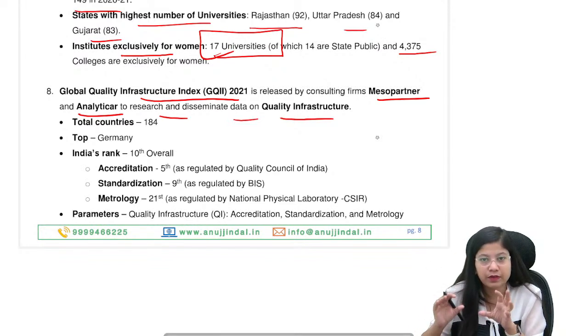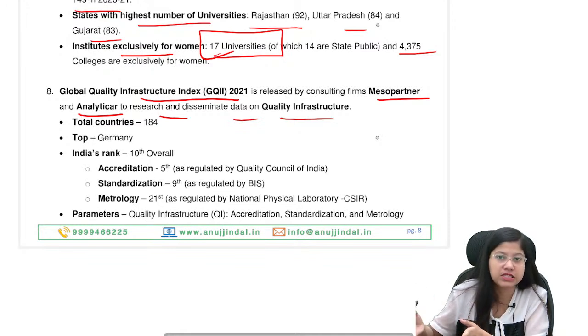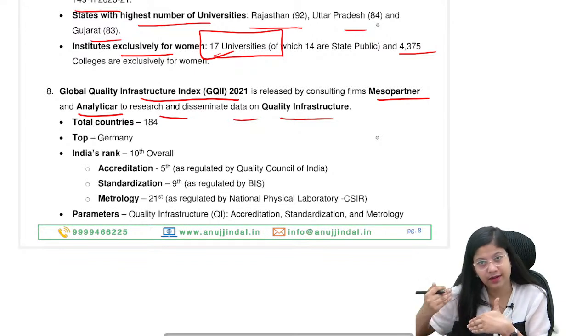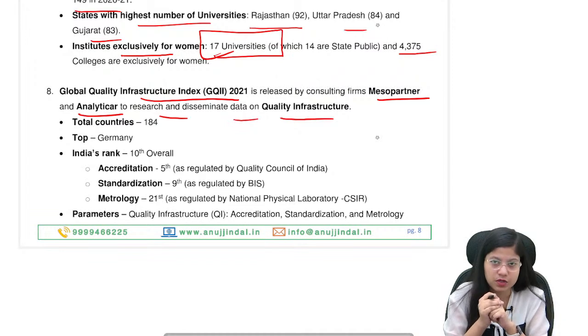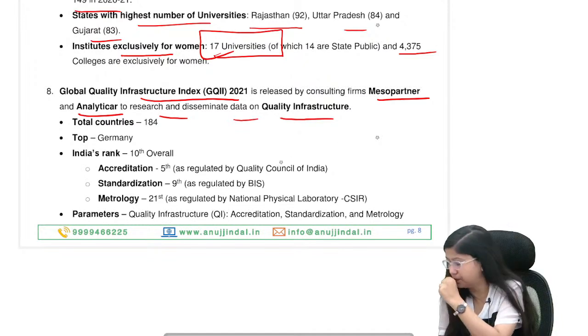For example, if we are selling tur dal, okay, we are selling pulses. So what is the quality? How is the quality ascertained in India? That is something that will be measured in this quality infrastructure. Okay, so how are we measuring the quality of our products? That is the meaning of quality infrastructure.